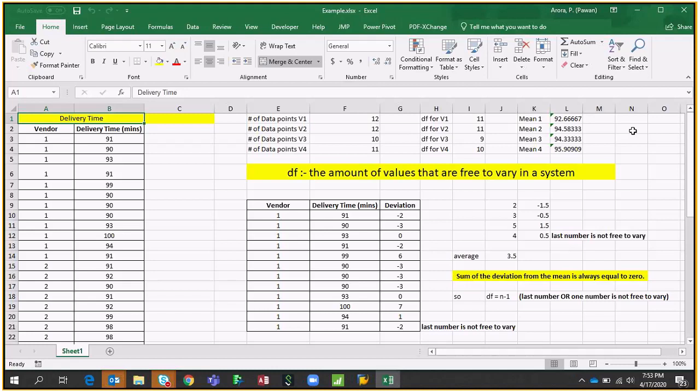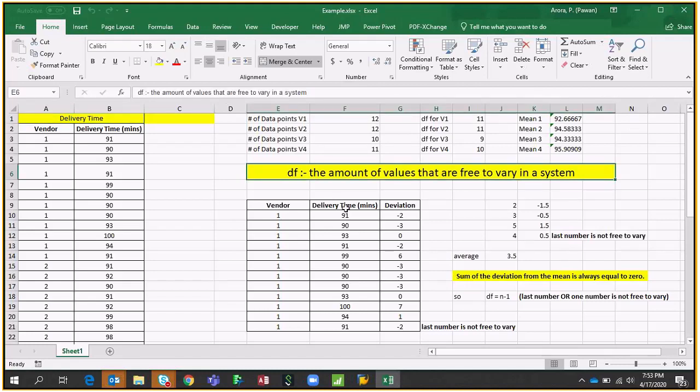Okay, in theory, if you go and read the books, the degrees of freedom is nothing but the amount of values that are free to vary in a system. So that is the definition of degrees of freedom. But I think this will not give much clarity, right? So that's why I'm showing you with an example and making this definition simplified, which I'm going to present in front of you.